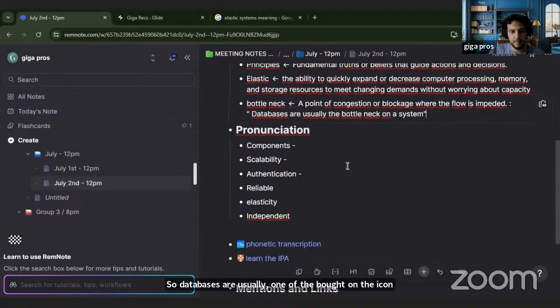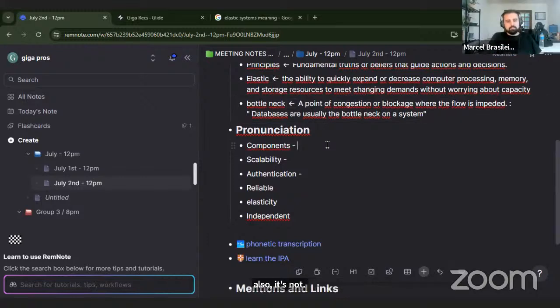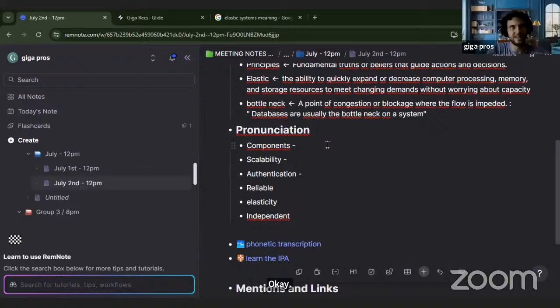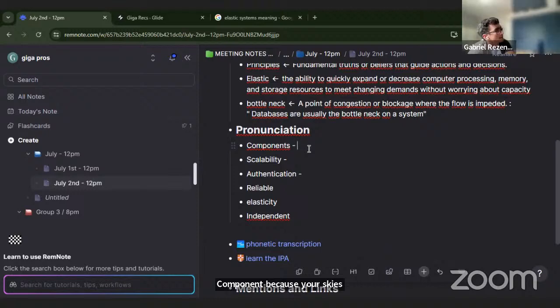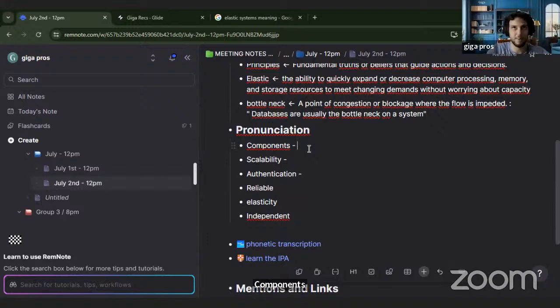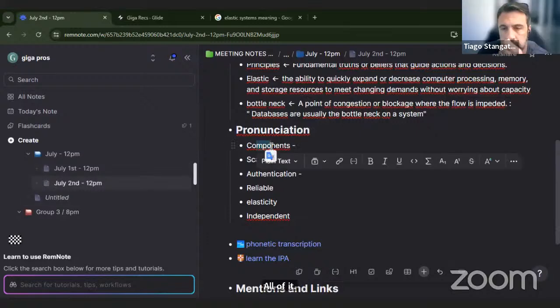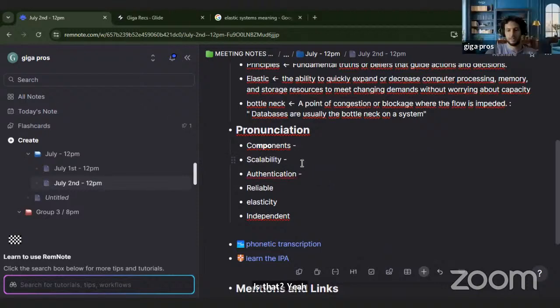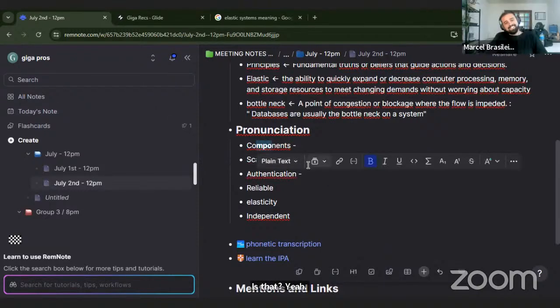Now for pronunciation, I ask you guys to repeat after me. It's not components, I guess you said it right. Component. Component. Your guys were saying it another way. But it's component. The stress syllable is in the component. Components. Perfect. Scalability.